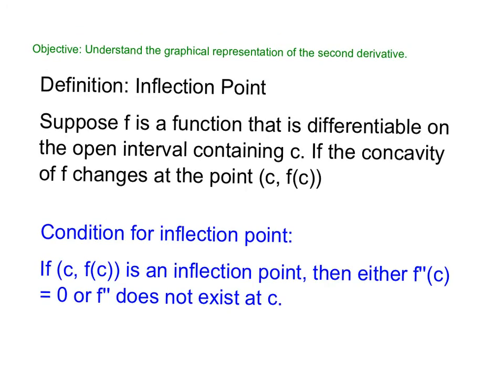All right, and then inflection point. An inflection point is kind of like a critical number, but it's for the second derivative. So suppose f is a function that is differentiable. If the concavity changes at the point c, f of c, then it's an inflection point. So if f double prime of c equals 0 or does not exist at c. So again, it's the second derivative equals 0 or does not exist, and it has to change concavity. So when we do our test points, if it was like plus plus, that wouldn't be a point of inflection.